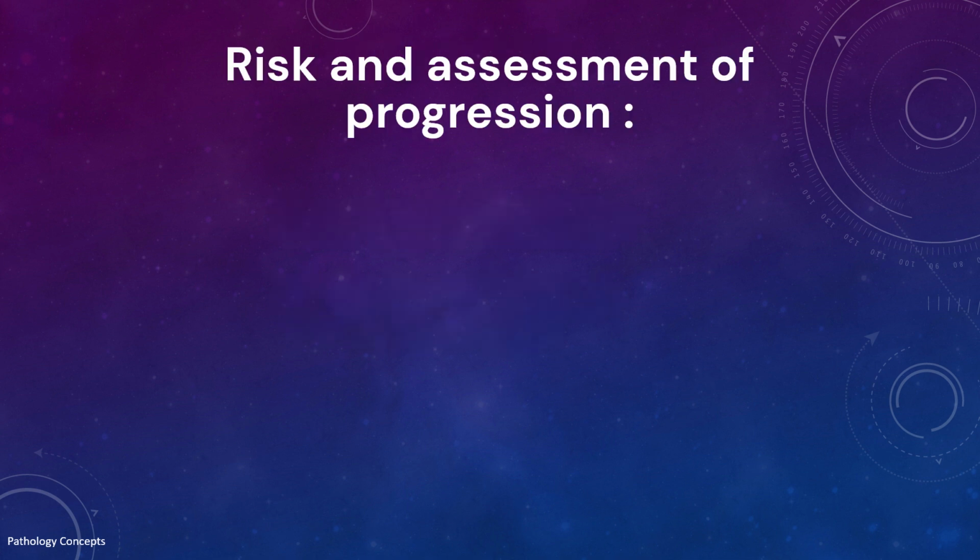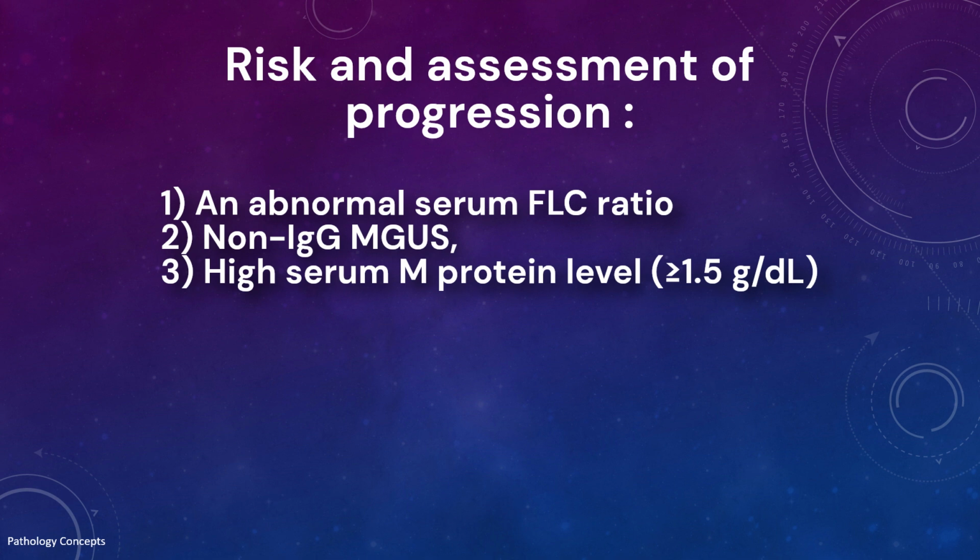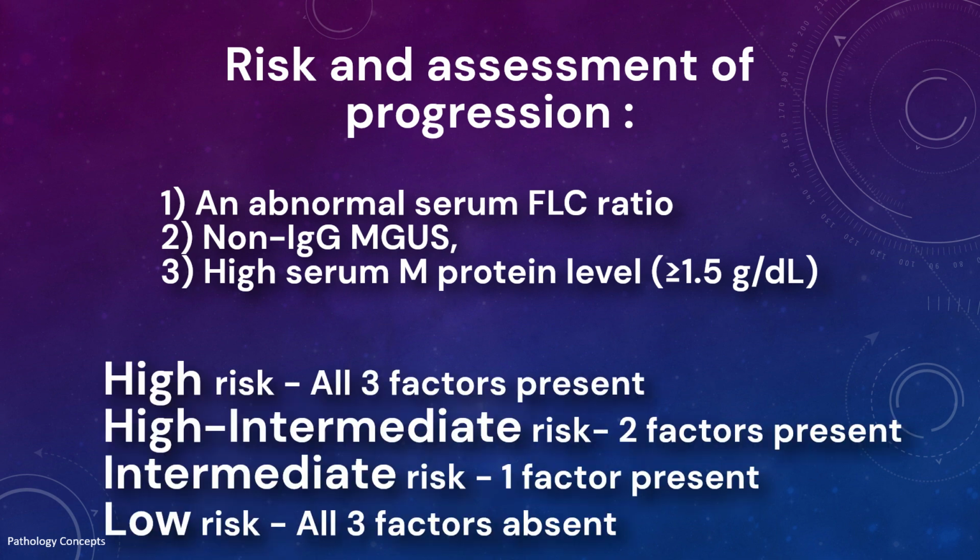Risk and assessment of progression. Three major risk factors for progression of MGUS are: first is abnormal serum FLC ratio. Second is non-IgG MGUS. And third is high serum M protein level more than 1.5 gram per dl. Based on Mayo Clinic stratification model, the presence of all three factors constitute high risk MGUS.